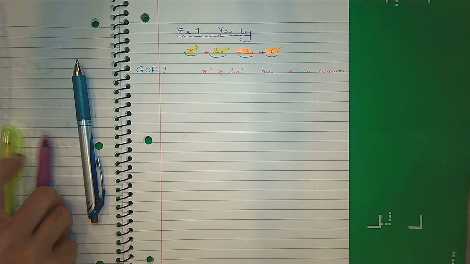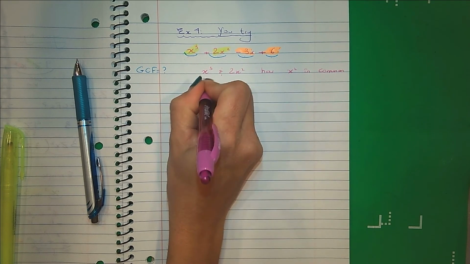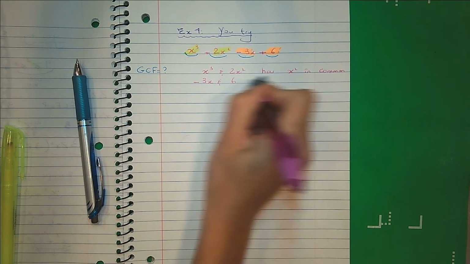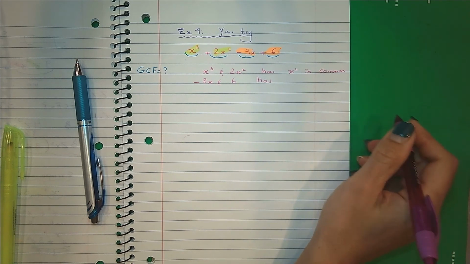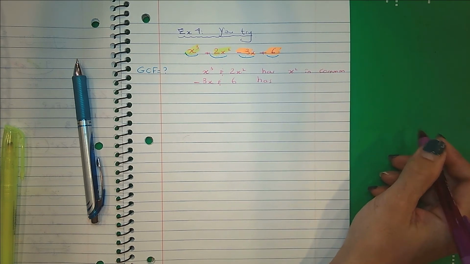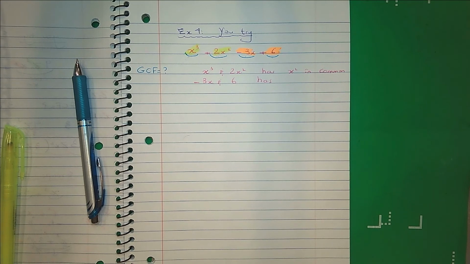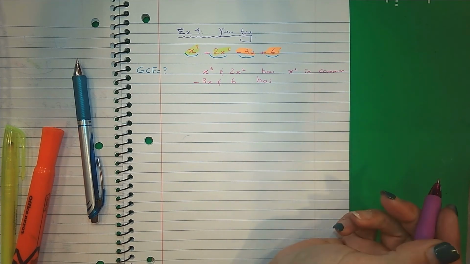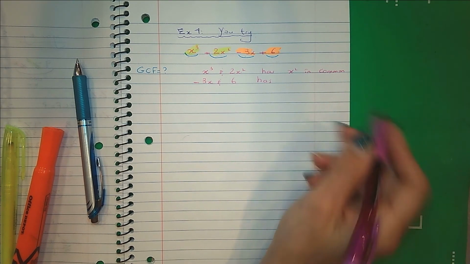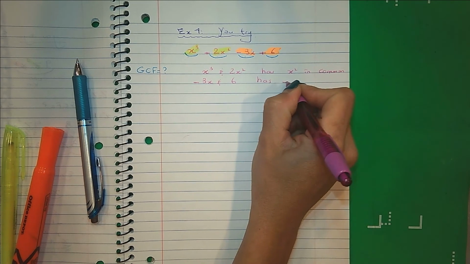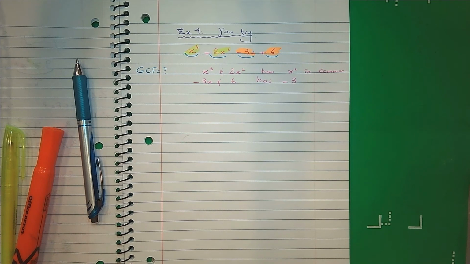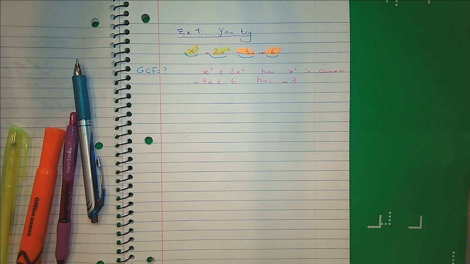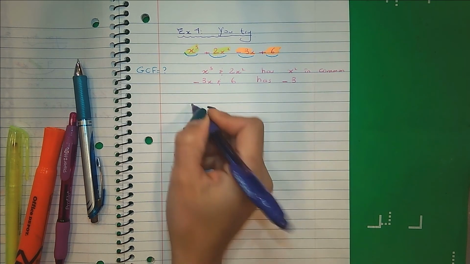So now among -3x and 6, what is the greatest common factor here, Haji? It's -3.